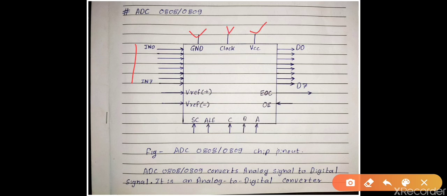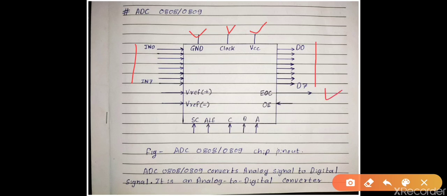This clock pin is used to provide external clock pulse to ADC. So the speed of conversion is determined by the frequency of the clock. Next you can see these D0 to D7 pins are the 8 digital output pins, meaning these D0 to D7 pins will give you 8-bit digital data converted from your input analog signal.